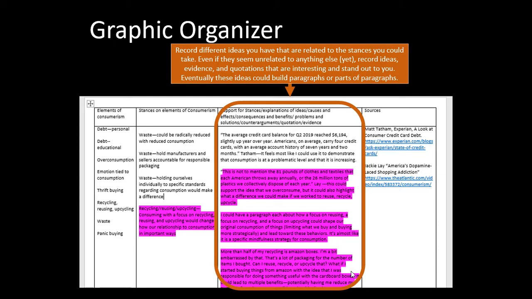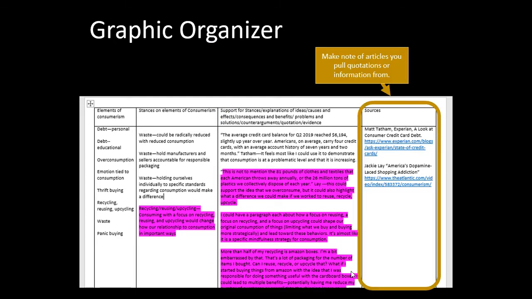If you have an idea that might support a stance, record it here and worry about what to do with it later. And eventually these ideas, these are the size of ideas that are like body paragraphs or parts of body paragraphs.